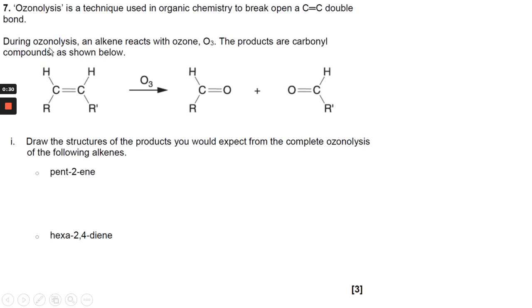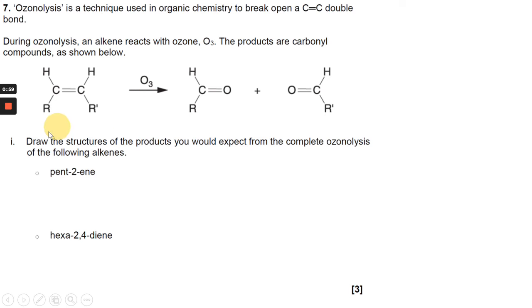It says that it's a technique used in organic chemistry to break open a carbon-carbon double bond. So if we look at this C=C double bond and look at the changes, that's one of the carbons, that's the other one. So obviously two carbonyl compounds are made. Now carbonyl compounds are obviously aldehydes or ketones. So the ozone is the reactant that makes this happen.